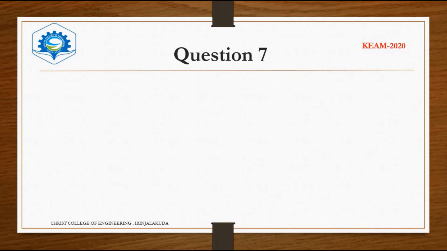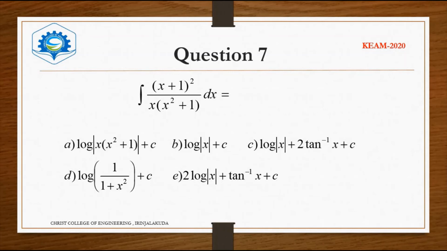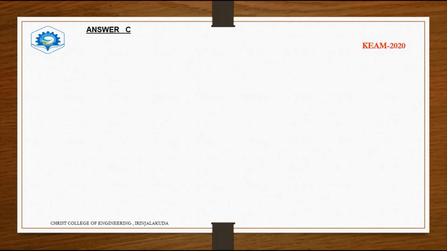Now, consider the next question. Evaluate the integral of x plus 1 the whole square divided by x into x square plus 1 dx. And here are your options. Okay, now consider the given integral. I told you always try to compare the numerator and denominator. If not, try to remember all the identities you have studied.